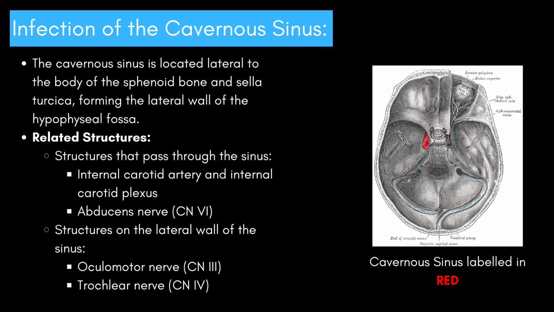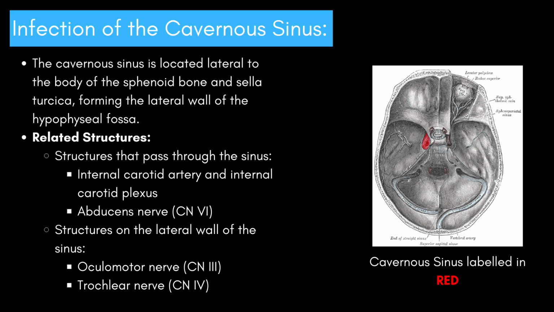Structures that pass through the sinus: internal carotid artery and internal carotid plexus, and abducens nerve, cranial nerve 6. Structures on the lateral wall of the sinus: oculomotor nerve, cranial nerve 3, and trochlear nerve, cranial nerve 4.